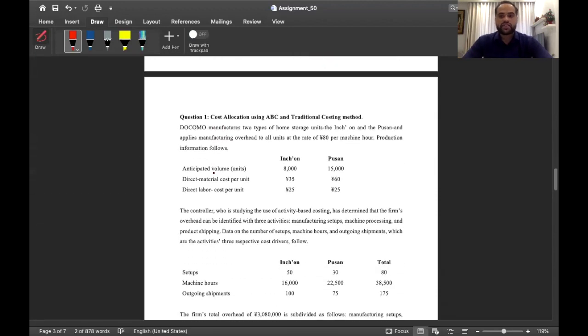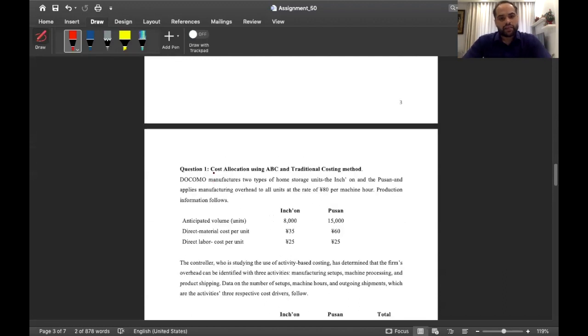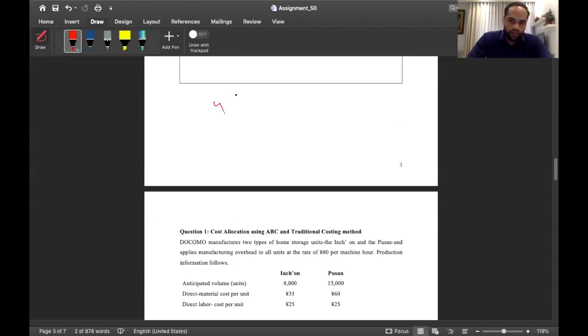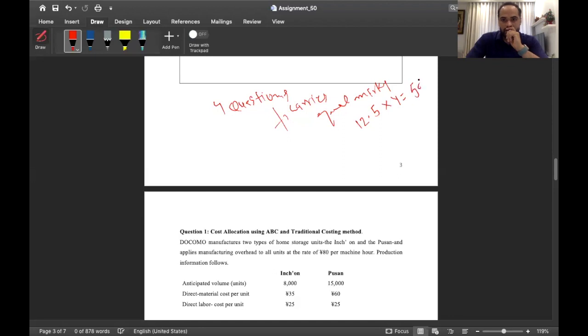Now move on to the first question. Keep in your mind, in your assignment you have 4 questions, and each question carries equal marks, which is 12.5. So you have 4 questions, which means these assignments contain 50% of the marks, because 50% will be your final exam. So 4 questions, each question is 12.5 marks.